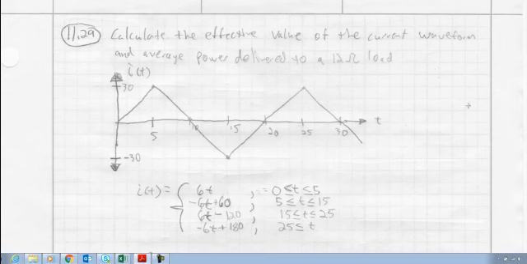Now, why are we finding I of t? Well, if you remember, the formula for the effective value is going to be the square root of 1 over T, so one entire period, times the integral from 0 through T of, in this case, I squared dt. So now we have I, now we want to find I squared.